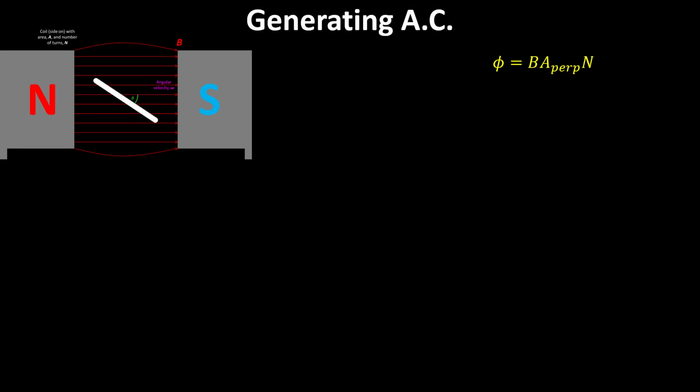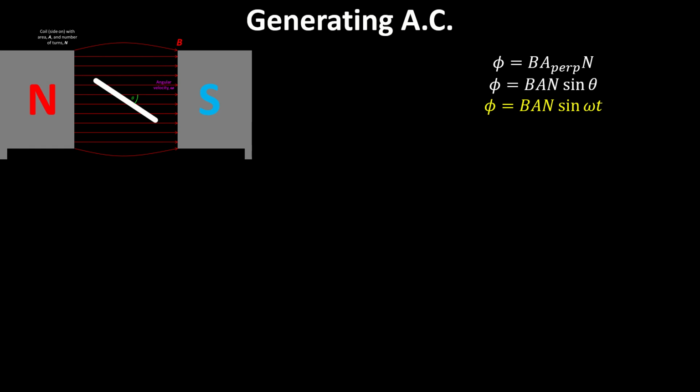So when theta is 0, the flux is 0, and when theta is 90 degrees, the flux will be at its maximum. So we can write it as B times A times N times the sine of the angle theta. And because this is rotating with an angular velocity omega, we can represent theta as the angle that is turned through by replacing it with omega t. Okay, so it's BAN times the sine of omega t.